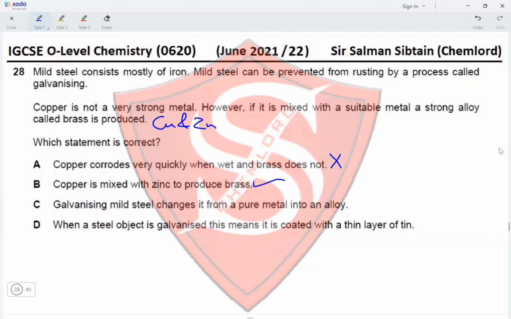Yes, copper and zinc mixture is brass, or an alloy. Galvanizing mild steel changes it from a pure metal into an alloy. No, galvanizing is just coating it with a more reactive metal. When a steel object is galvanized, this means it is coated with a thin layer of tin. No, it is coated with a thin layer of zinc. That is what galvanizing is. So the correct option for this question is option B.